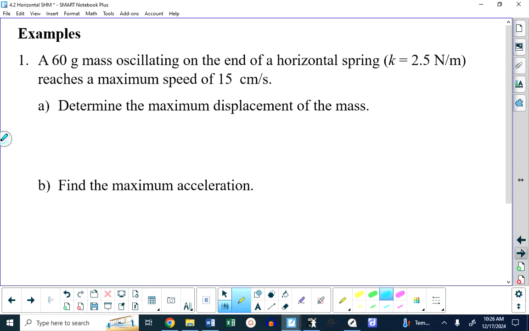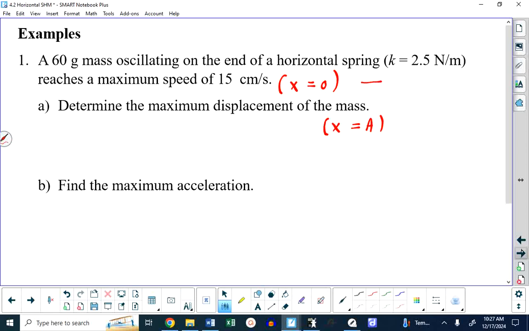All right, let's try this now. A 60-gram mass is oscillating at the end of a spring, and we know the spring constant. We know the maximum speed. I think it's worthwhile to note that the maximum speed occurs where there's no displacement. It's at the equilibrium position. Determine the maximum displacement. Well, that's at x equals A.